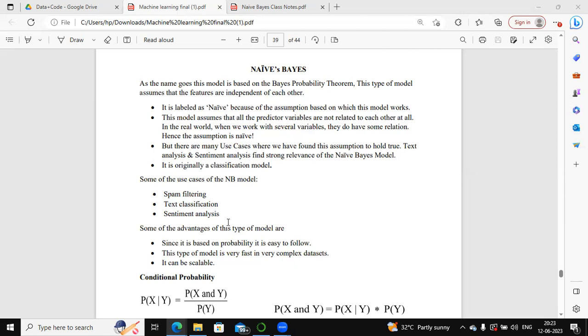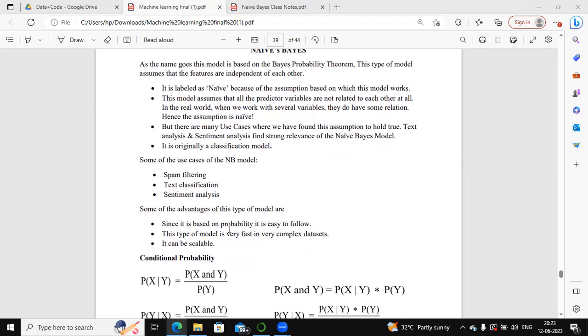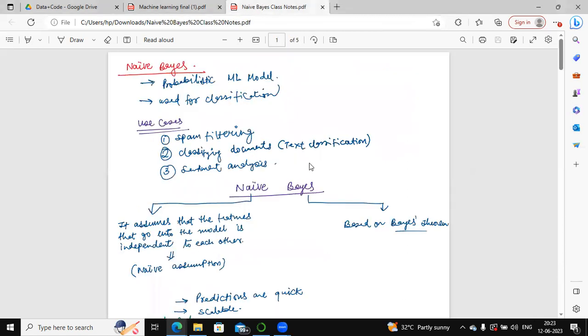Some of the advantages of this type of model are that, since it is based on probability, it is easy to follow. It is very fast on very complex data sets, and it is scalable as well. Let me go to my notes and give you a summary. Naive Bayes is a probabilistic machine learning model used for classification. Use cases are spam filtering, text classification, and sentiment analysis. Text classification is like classifying documents.